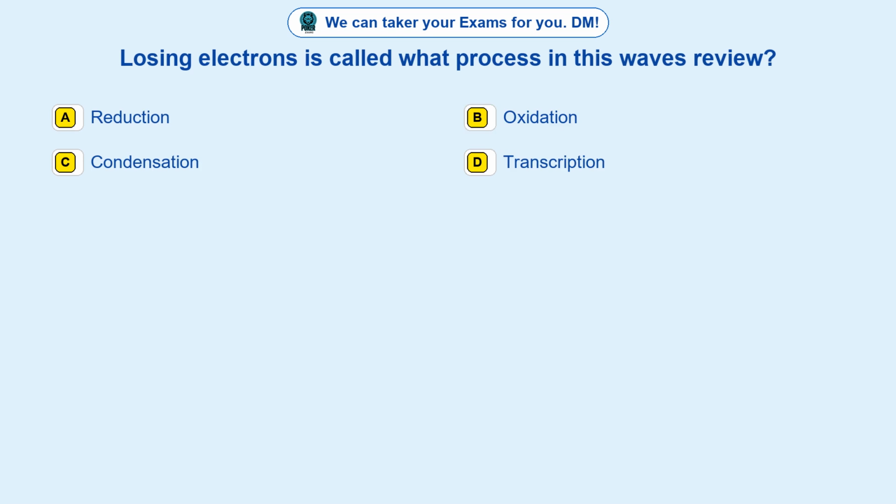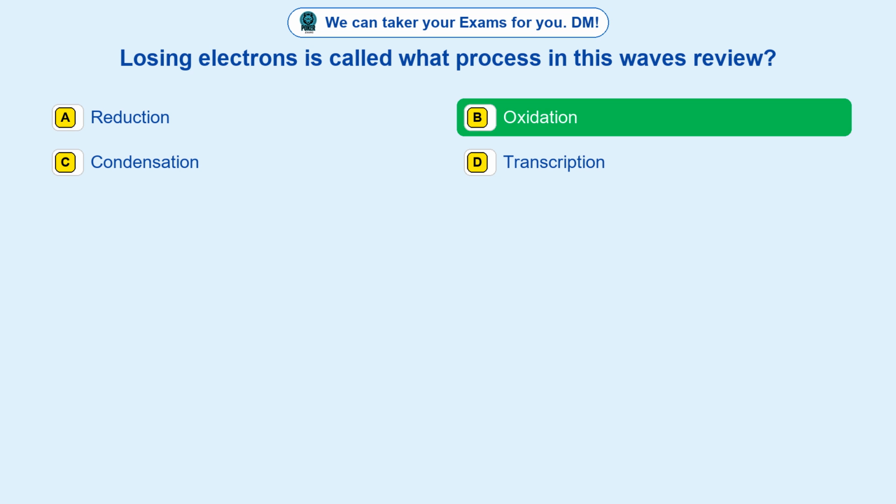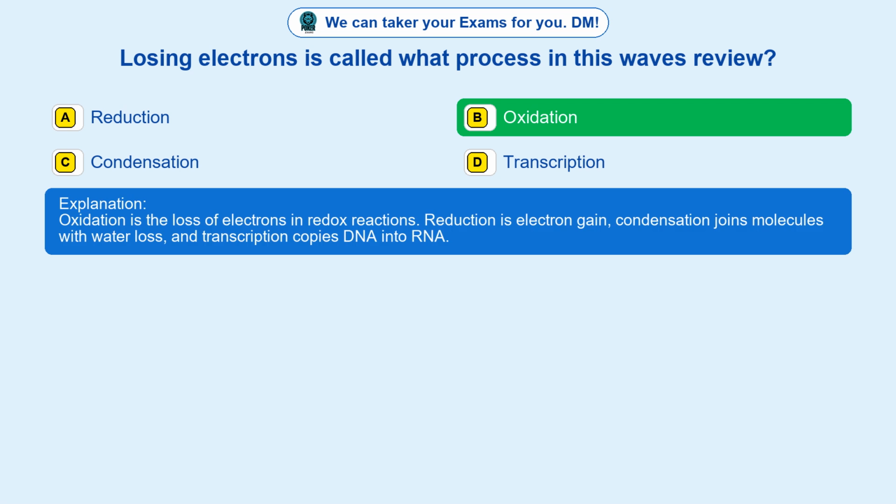Question 43. Losing electrons is called what process in this waves review? Option A, reduction. Option B, oxidation. Option C, condensation. Option D, transcription. The correct answer is option B, oxidation. Oxidation is the loss of electrons in redox reactions. Reduction is electron gain, condensation joins molecules with water loss, and transcription copies DNA into RNA.